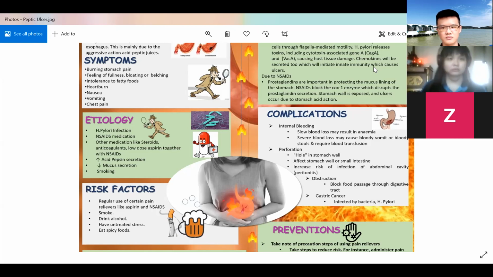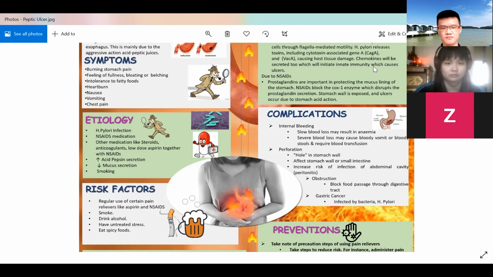And for smoking, you know that smoking can induce an inflammation. When there is an inflammation, there will be release of some chemokines, and then there will be innate immunity, and you will get an ulcer also.